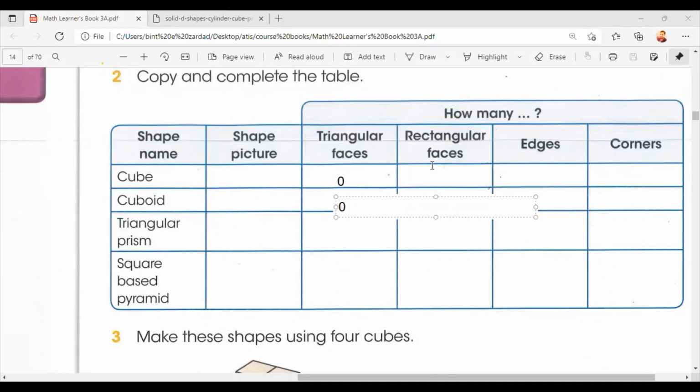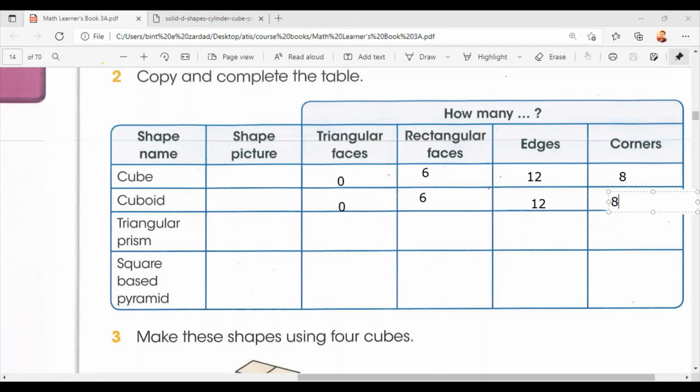Okay, after this, rectangular faces. Yeah, it has 6, and there are also 6. Cube and cuboid are mostly the same. Rectangular faces, and edges: yeah, both have 12 edges. Edges, you can also say sides. And corners or vertices, 8, both.